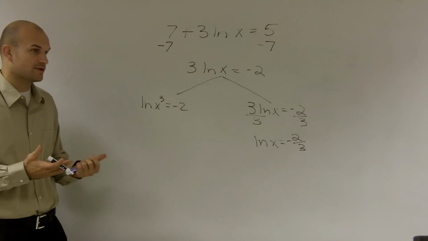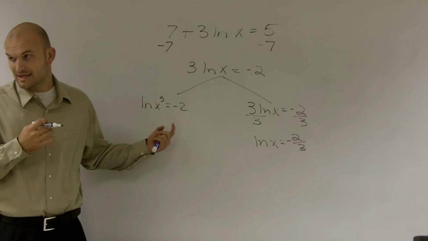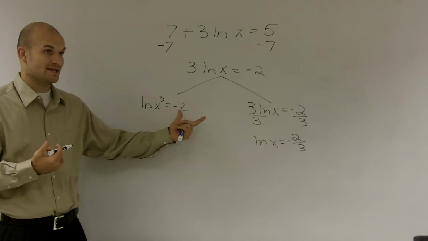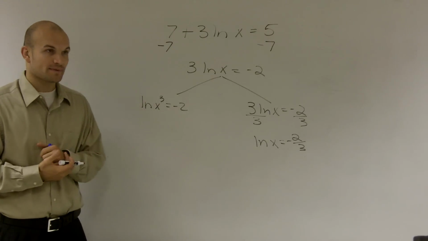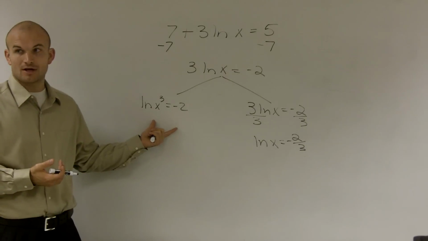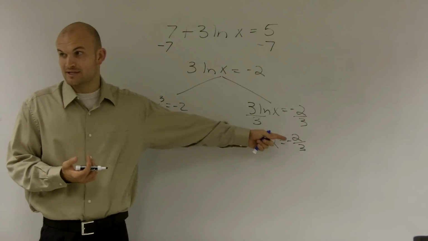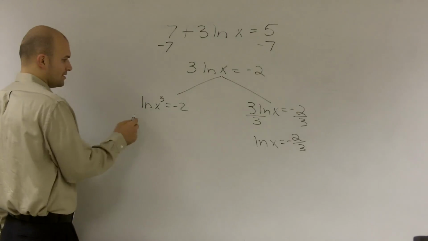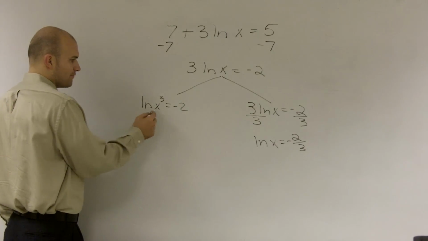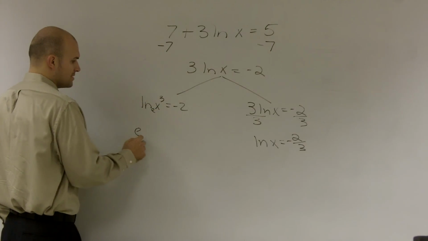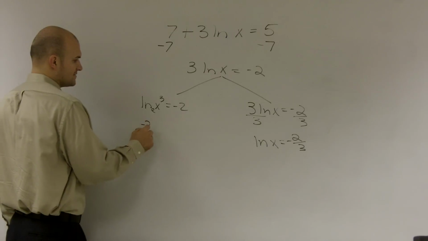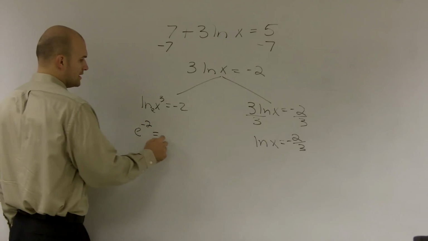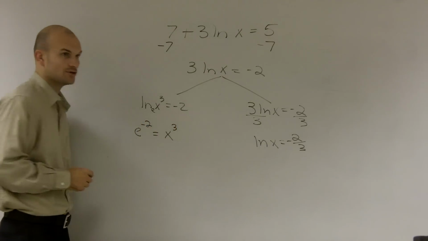There are 2 different ways you can do this. We can exponentiate each side with the base e, or you can rewrite it in logarithmic form. So this one I'll rewrite in logarithmic form, and this one I'll exponentiate each side. To write in logarithmic form, remember that it's a base e. So you have e to the -2nd power equals x cubed, right?